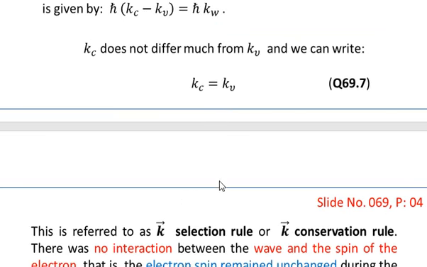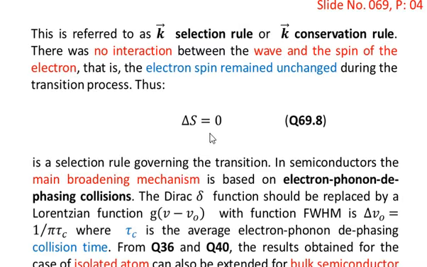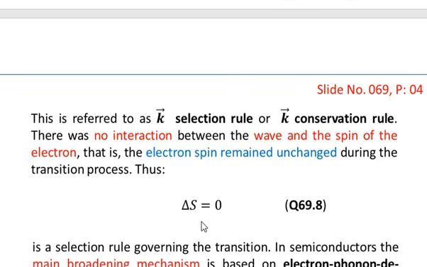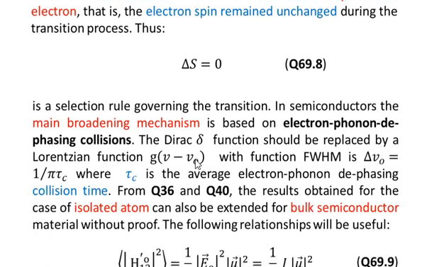So you see that now we have two rules. One rule is this, which we call the K rule or the K conservation rule, that is Kc is equal to Kv. This is the one rule that is required for the transition to take place. And the second rule is that delta S is equal to 0, because this rule means that the transition probability will be non-zero, and this rule implies that the spin of the electron will not change when the transition occurs. So this is a selection rule governing the transition.